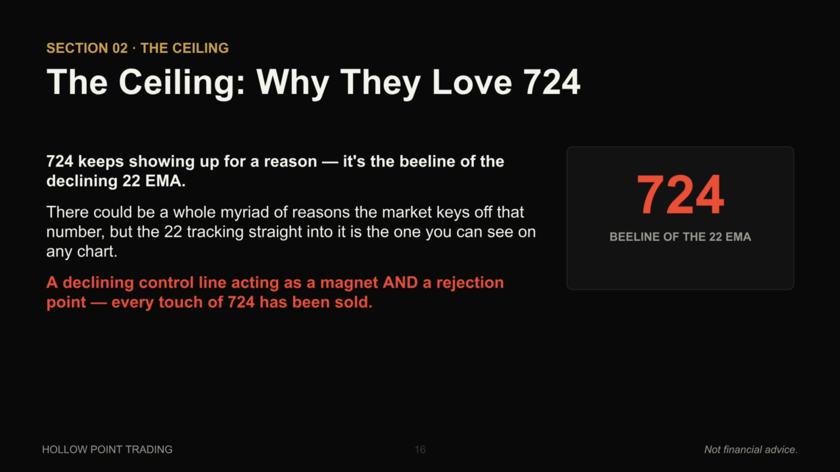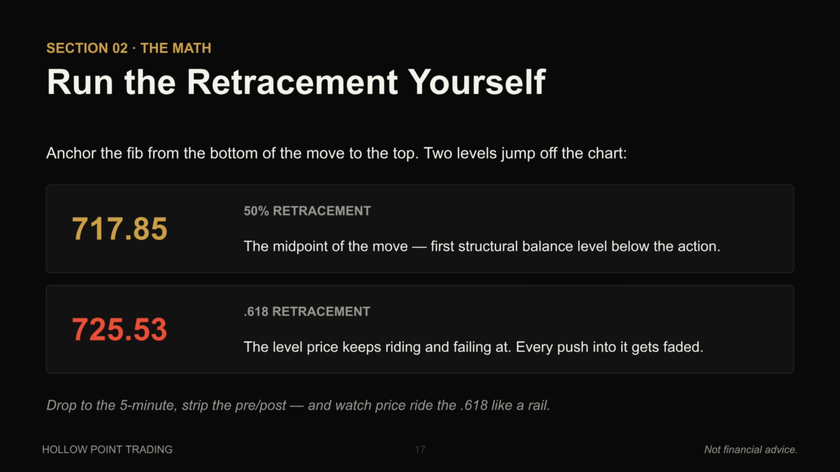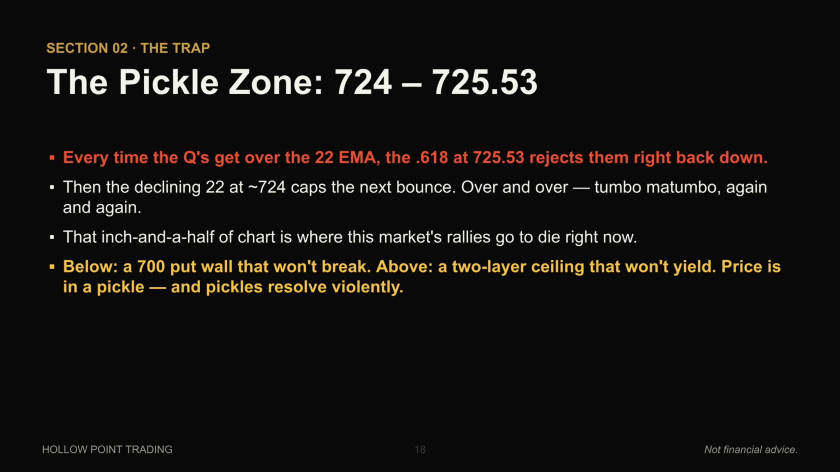Let's look at the 724 level, which remains a key resistance point. It aligns with the declining 22 EMA, effectively acting as a magnet and a rejection point for the market. By anchoring a Fibonacci retracement from the recent move's low to its high, we find 2 critical levels: 717.85 as the 50% midpoint, and 725.53 at the 0.618 level, where rallies frequently fail. This creates a pickle zone between 724 and 725.53.